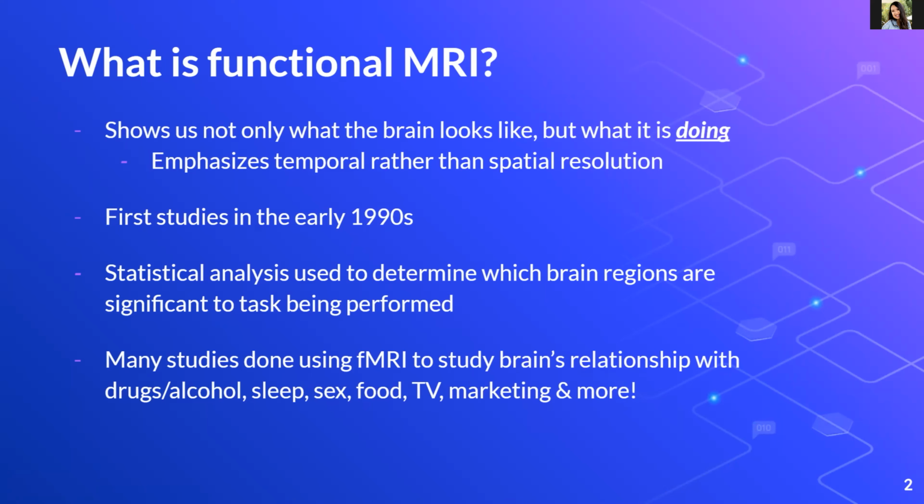The first fMRI studies were done in the 90s, in which they compared brain activity when a patient looked at light versus dark, and found a lack of activity in brain regions that were unrelated to vision. Now, a huge number of fMRI studies are done to characterize the relationship between the brain and drugs, sleep, food, and more, as well as understanding the functional connectivity of the brain in different states like development, aging, and neurological disorders.